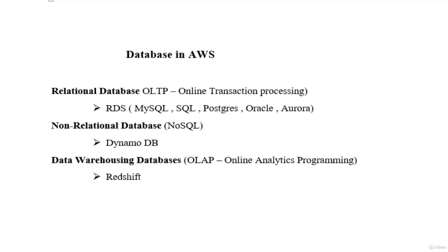In this video, we will discuss databases in AWS. So, first of all, I would like to describe what is Amazon Relational Database Service, Amazon RDS. Amazon RDS makes it easy to set up, operate, and scale a relational database in the cloud. It provides cost-efficient and resizable capacity while managing time-consuming database administration tasks.